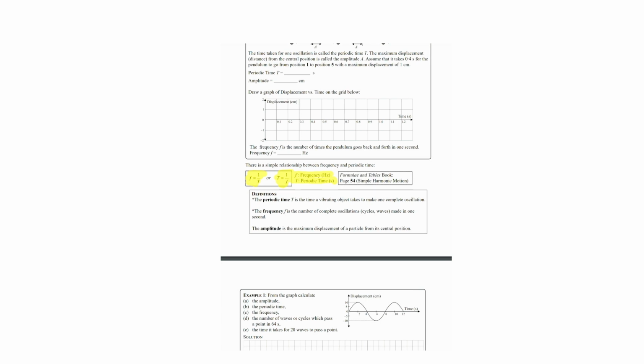Here's your definition for frequency. It's got a star beside it, so you can use the formula for frequency. And you know what it is anyway. It's the number of complete oscillations made in 1 second.